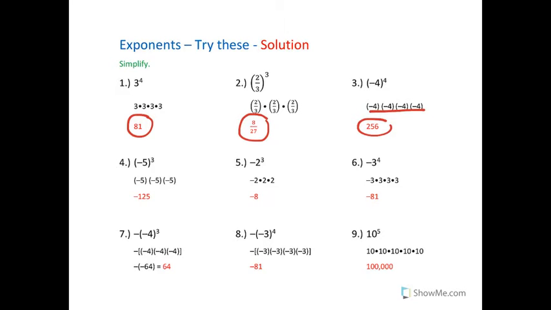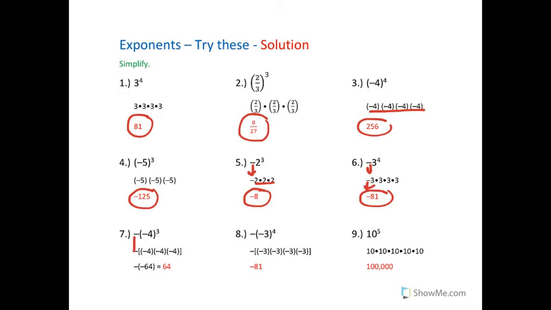Here I have 3 factors of negative 5. 3 is odd, so my answer is going to be a negative, and that's going to be negative 125. This doesn't matter because 4 is even, but do it the same way. Bring down your negative. 2 times 2 times 2 is 8. Negative 8. Bring down your negative. 3 times 3 times 3 times 3 is a positive 81. Bring that negative down. Negative 81.